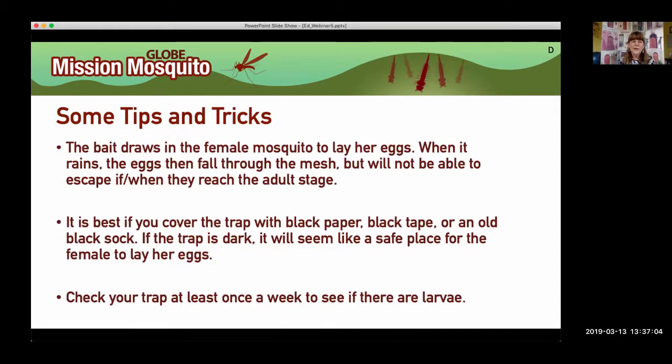Some tips and tricks. The bait is what draws the female in and attracts her to lay her eggs. And again, when it rains, the eggs will fall through the mesh, and even if they become adults, they won't be able to get away. Try to cover it with black paper. Another idea is to take a black nylon stocking that you're not using anymore, if you have big black socks, and put those over there. Try to check your trap at least once a week and see if you have larvae.